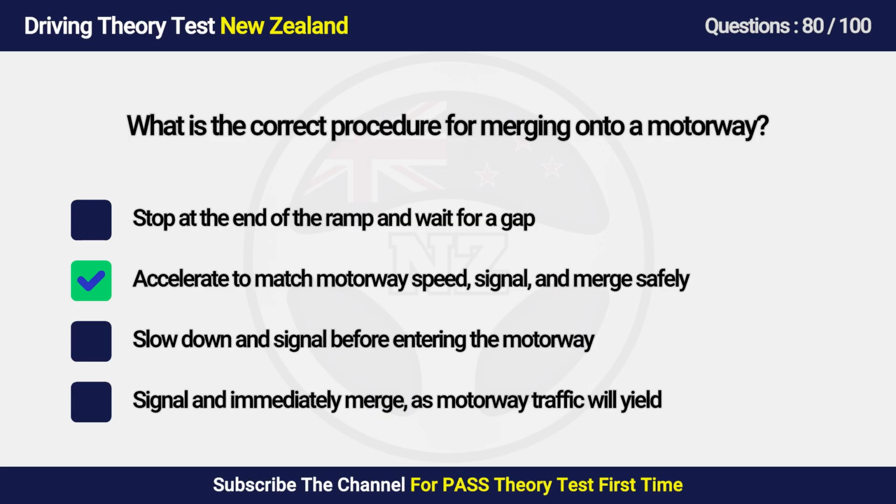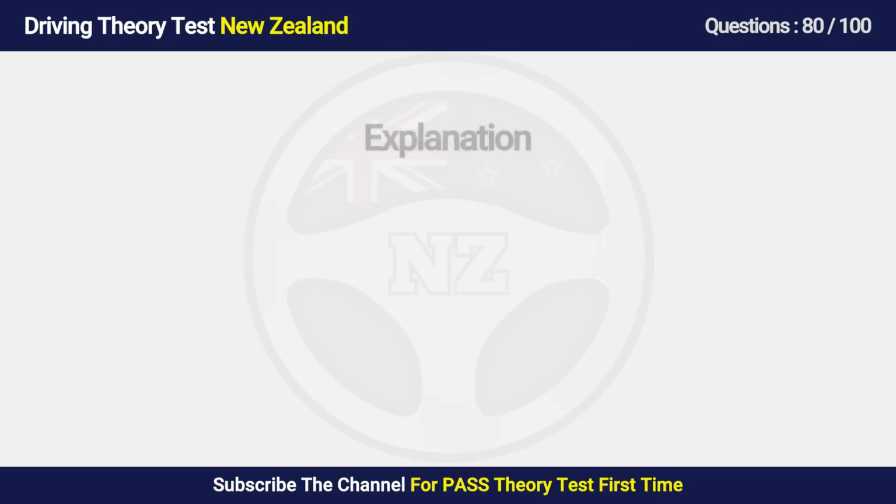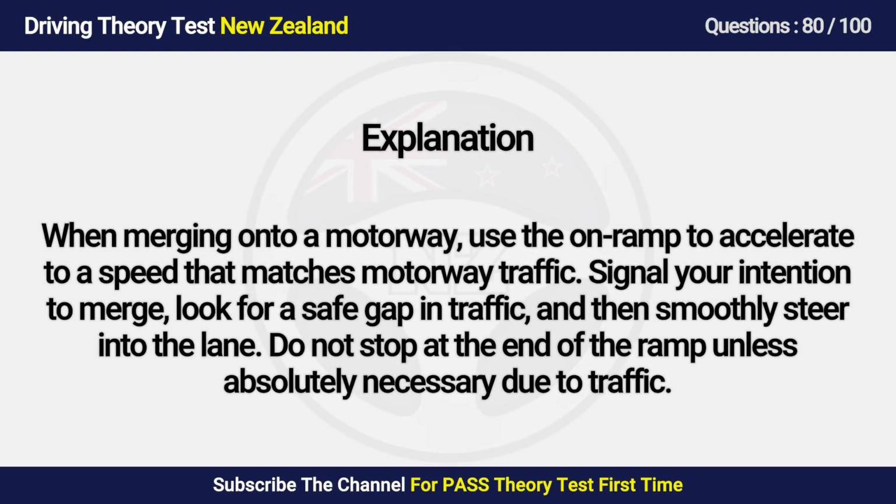Answer is B. Accelerate to match motorway speed, signal and merge safely. When merging onto a motorway, use the on-ramp to accelerate to a speed that matches motorway traffic. Signal your intention to merge, look for a safe gap in traffic, and then smoothly steer into the lane. Do not stop at the end of the ramp unless absolutely necessary due to traffic.